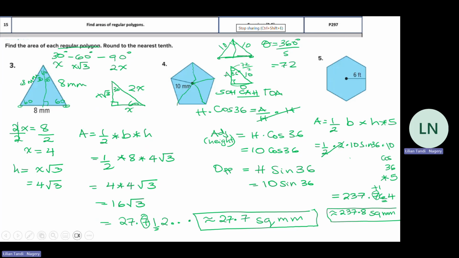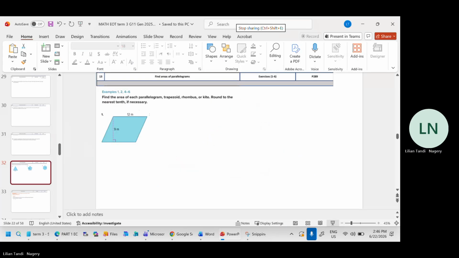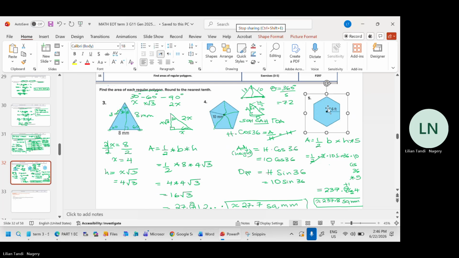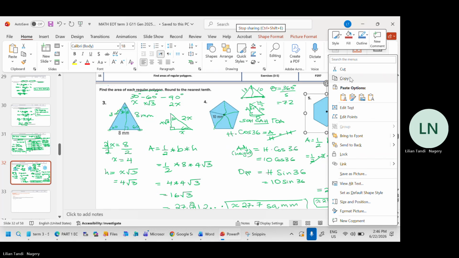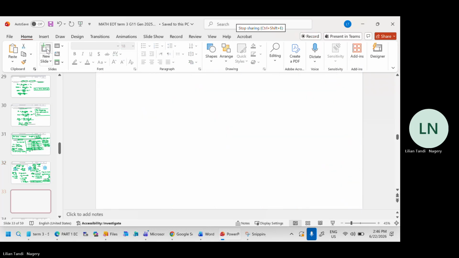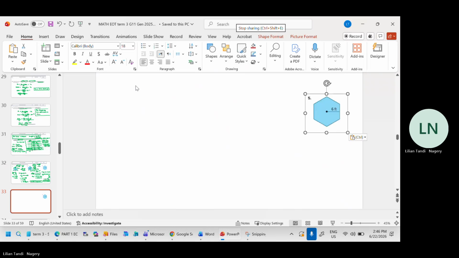All right, we do the hexagon. I need to change my slide. I don't have enough space. So I'm going to escape this and add a new slide. Okay. All right, let's continue.